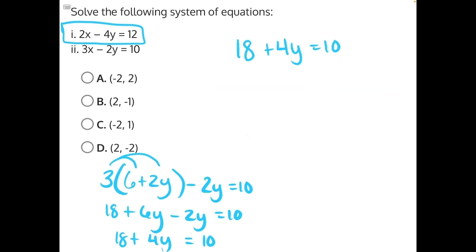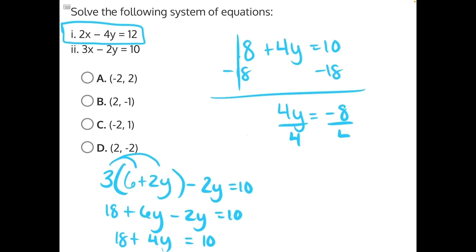So now we need to do opposite operations to isolate our variable y. Let's start by subtracting 18 from both sides. These will cancel, giving us 4y is equal to 10 minus 18, which will give us negative 8. Then 4 is being multiplied to y, so the opposite would be dividing both sides by 4. These will cancel, giving us y equals negative 8 divided by 4, which is negative 2. So if we look at our answer choices, there is only one possible answer that has a negative 2 for a y value, and that is answer choice D.